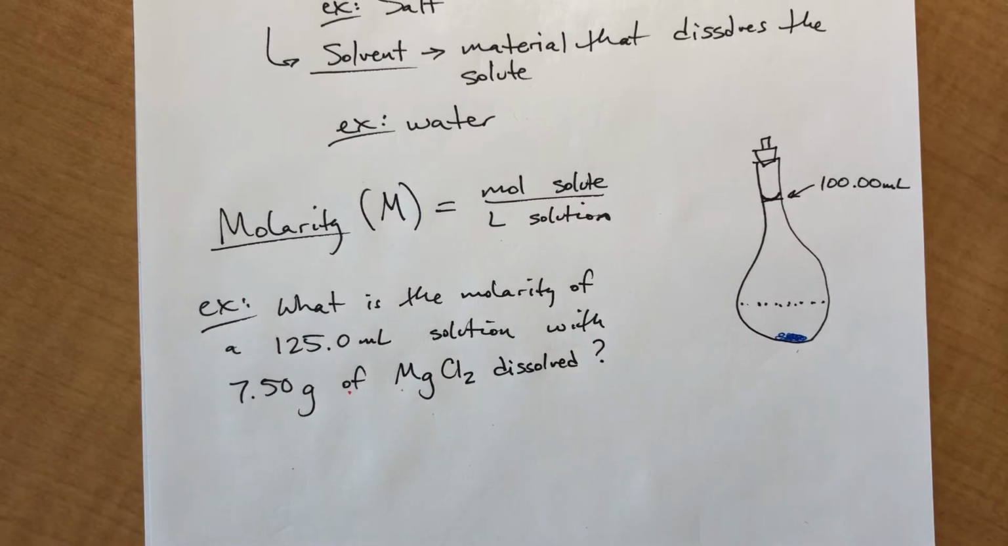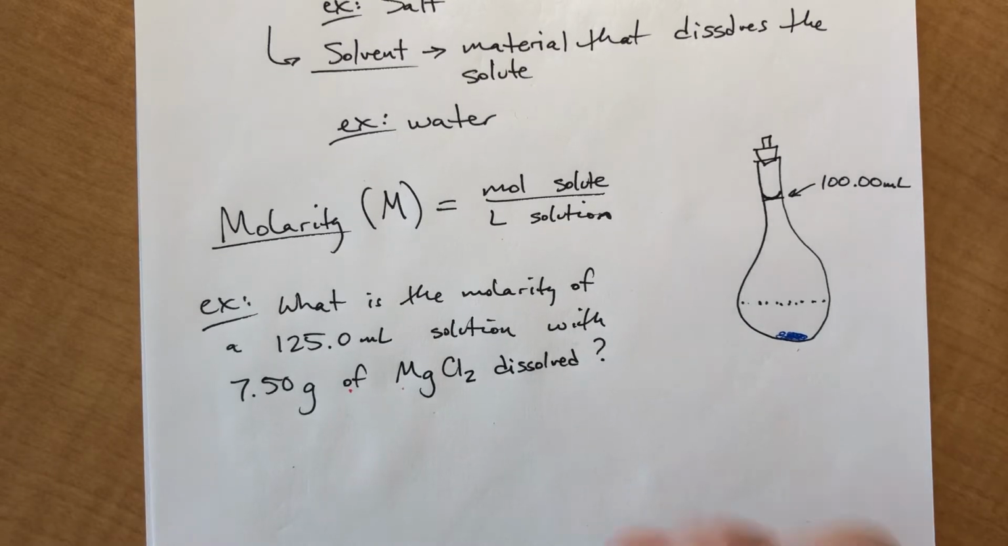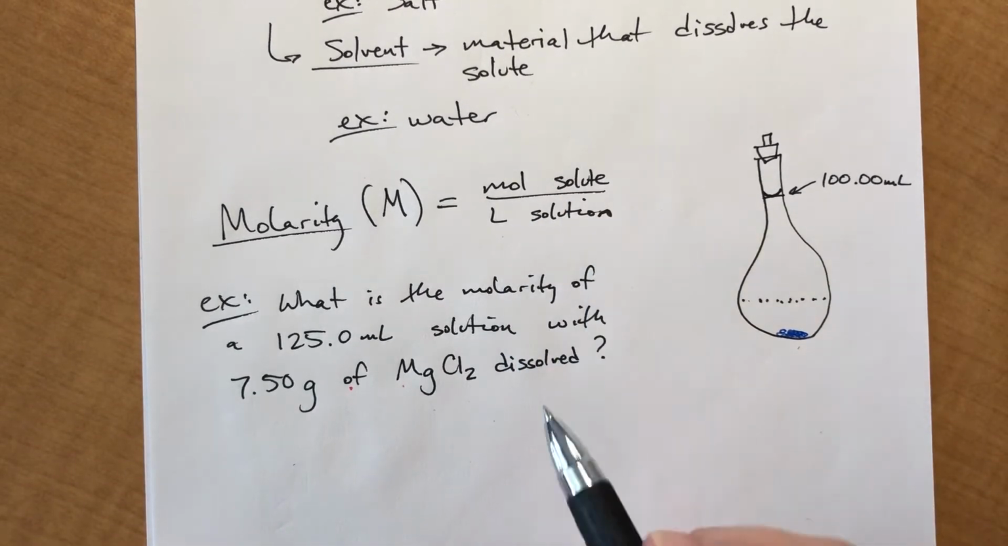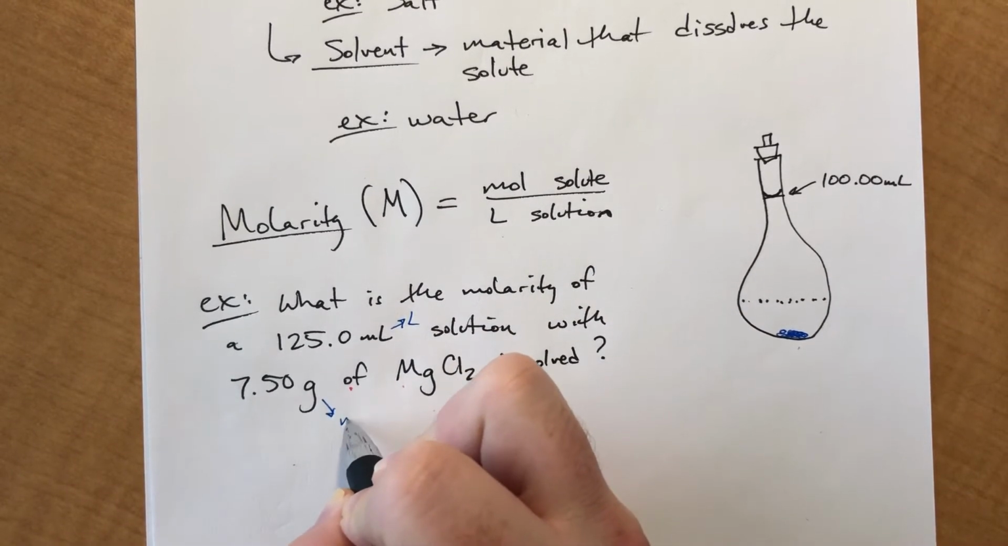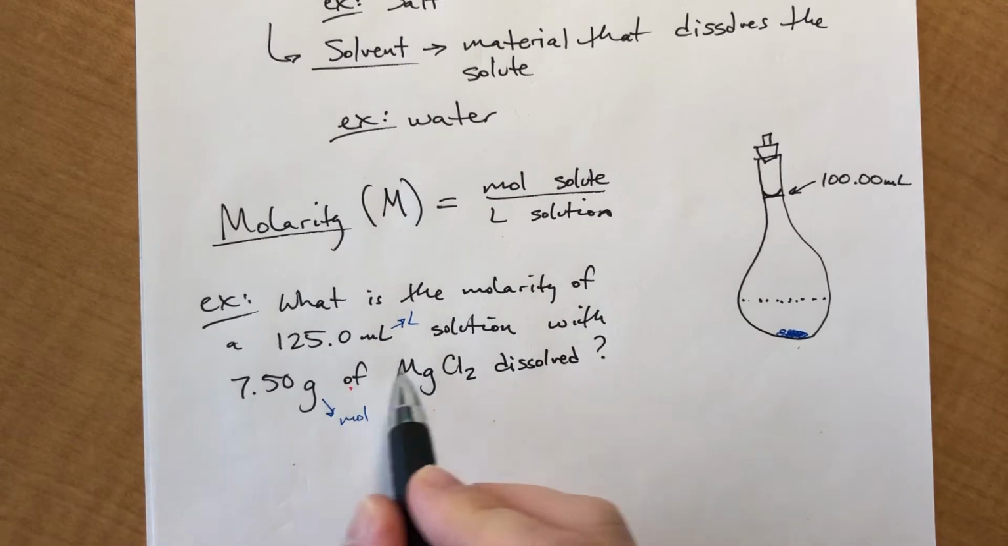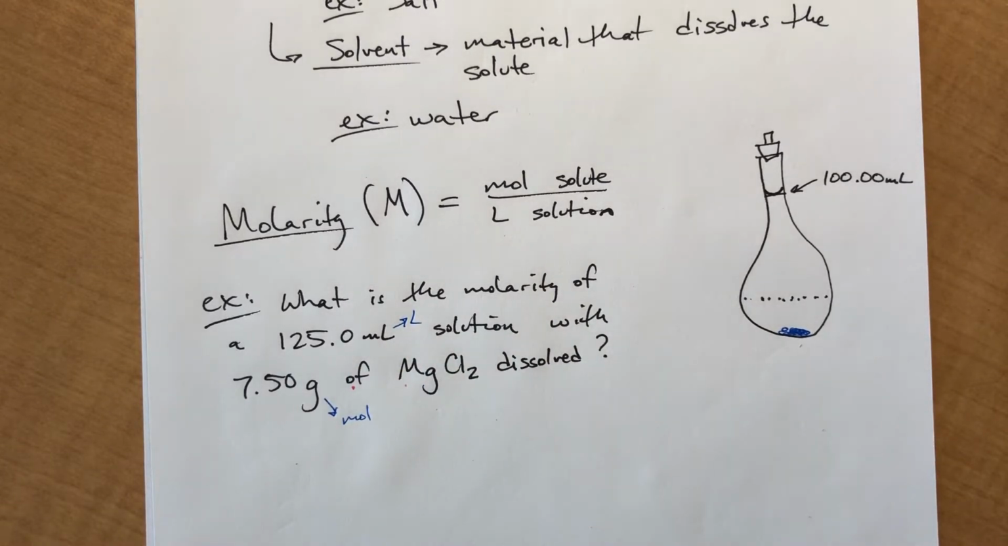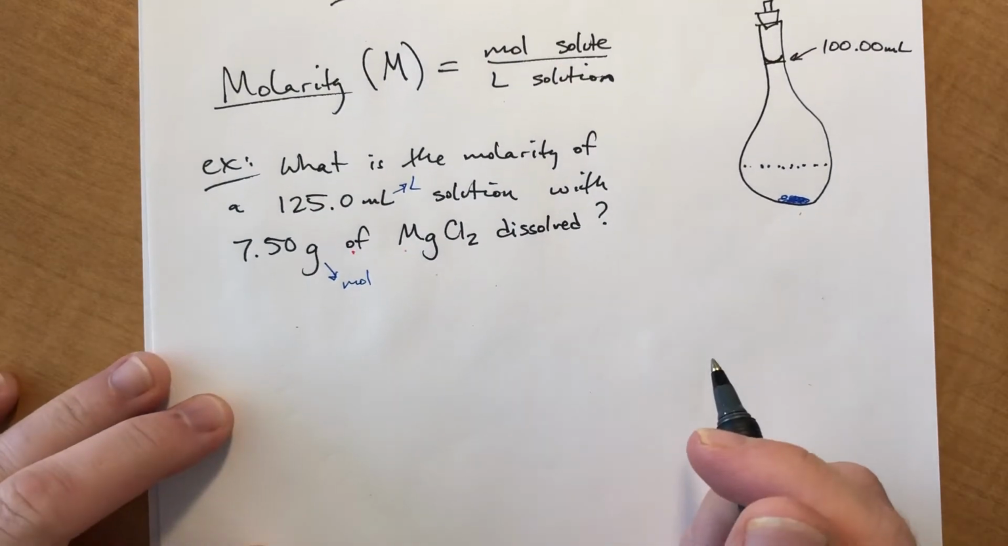Okay. So, essentially what we're trying to do is make it have these units. We want moles of solute on top and liters of solution on bottom. So this number needs to be converted to liters, and this number needs to be converted to moles. This will need to be on top and that will need to be on bottom. So I'm just gonna write it like this.